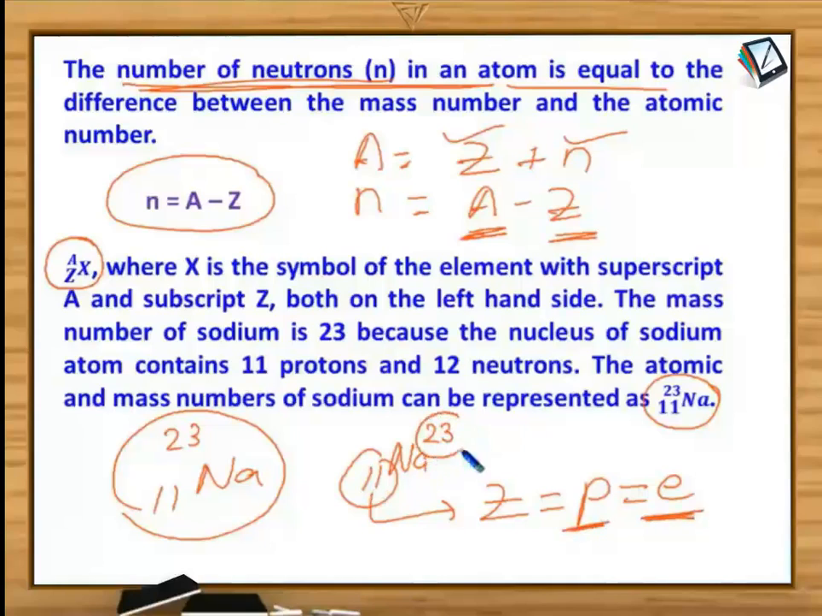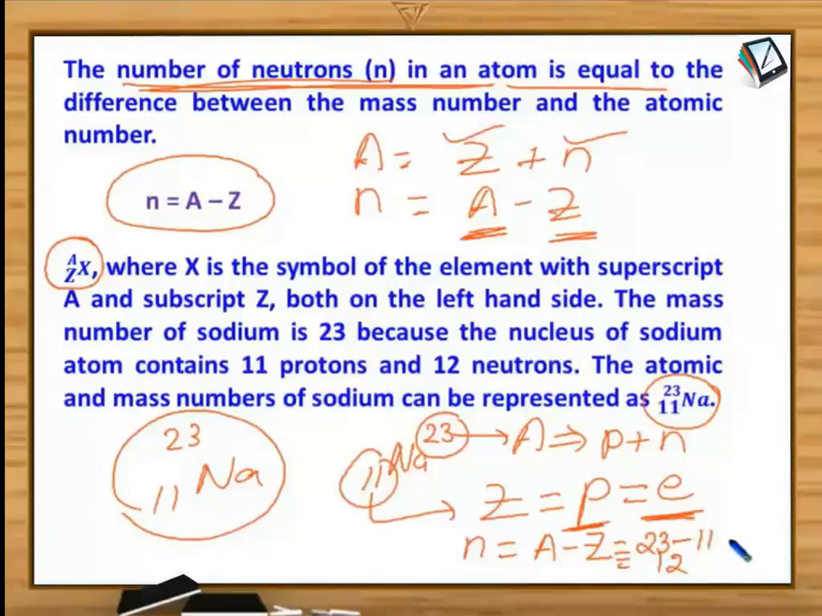Then what is this 23? 23 is the mass number, and this indicates the number of protons plus the number of neutrons. So how do we get the number of neutrons? That is equal to A minus Z. What is A? That is 23. What is Z? That is 11. So this value becomes 12. So the number of neutrons in this sodium is 12.